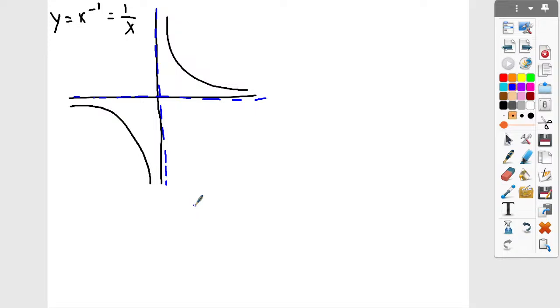What else? If you shift it up, the horizontal asymptote will shift up. If you shift it down, the horizontal asymptote will shift down. It's the same with every single function. Every feature of the graph will also shift up and down with the graph.